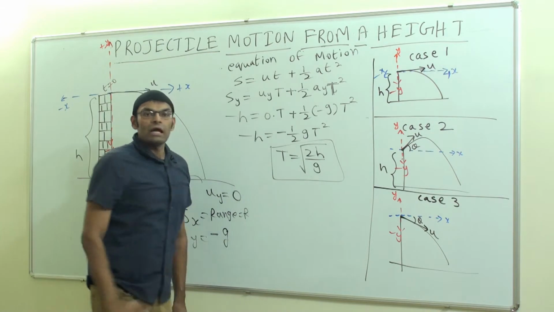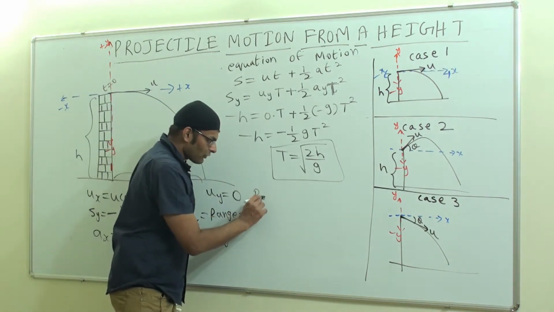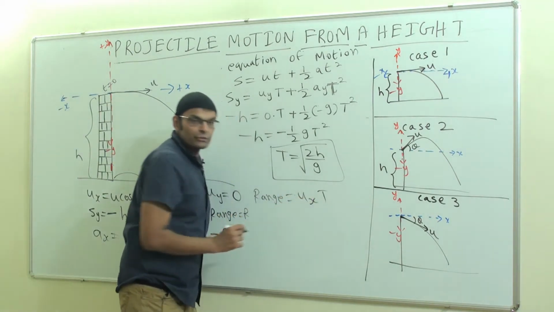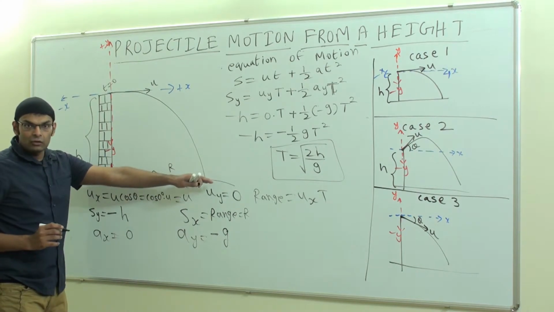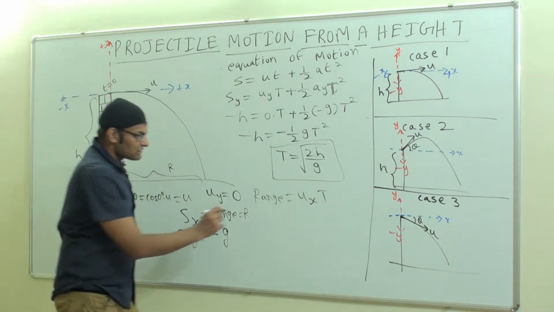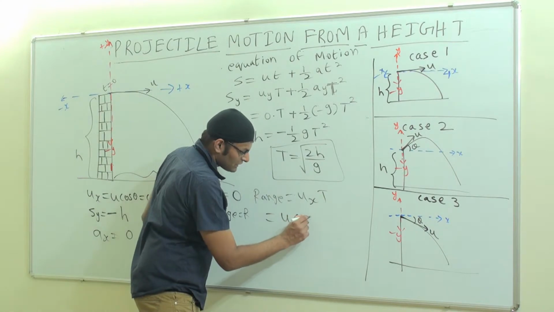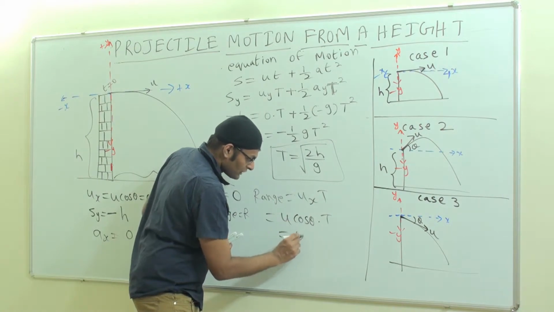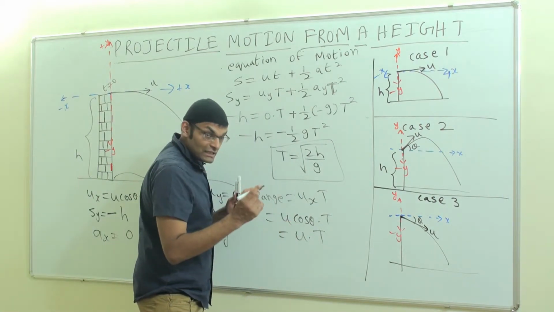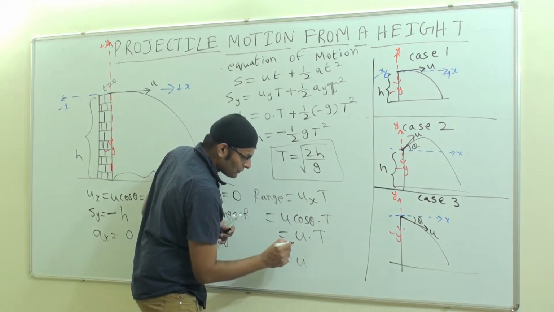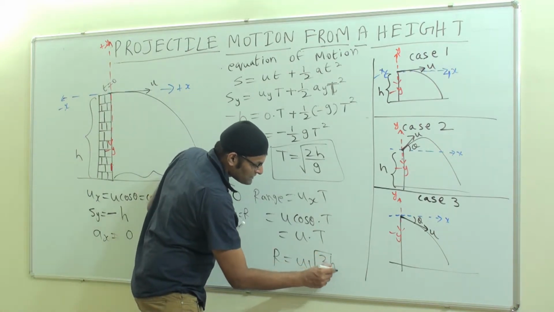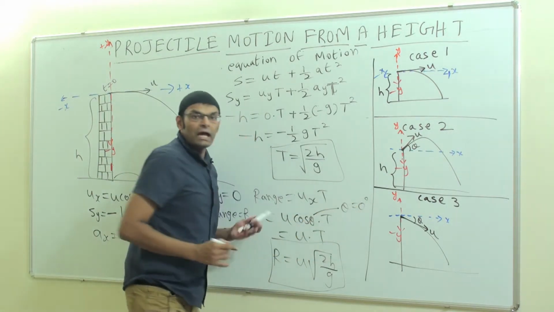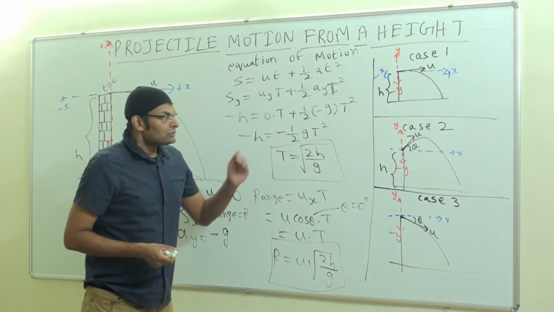Now it's very easy to calculate the range, because we know range formula is, from this scenario, ux into t. What is ux? Ux is the component of velocity in the horizontal direction of x axis. That is, ux is u cos theta. However, theta is 0, so we can write it as cos 0. It is u into t. What is t? T is time of flight. So finally range is u into root 2h by g. So this is the final value. Here theta is equal to 0 and the cos theta is 1. So this is the case 1.